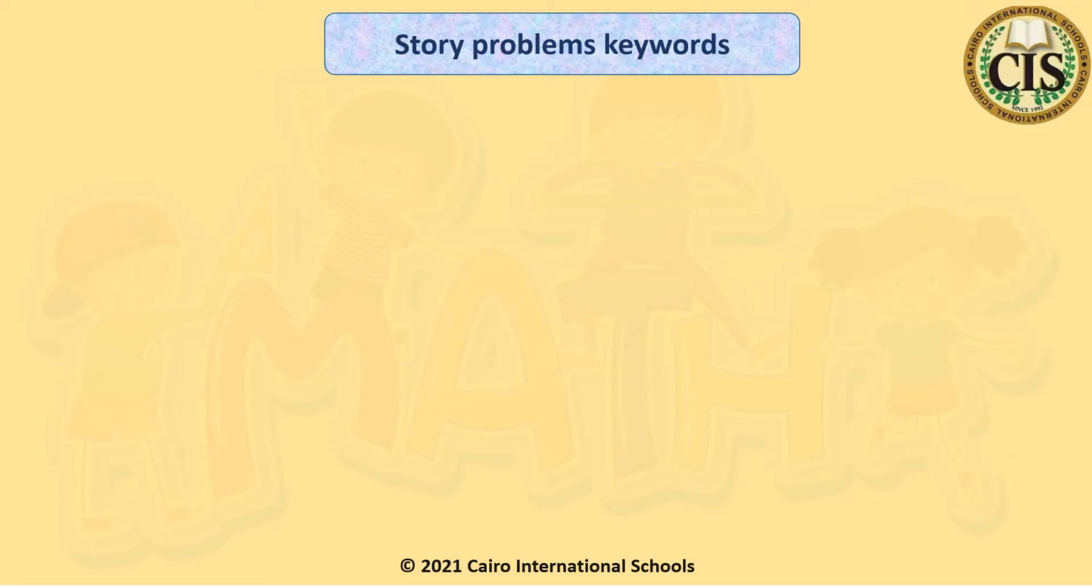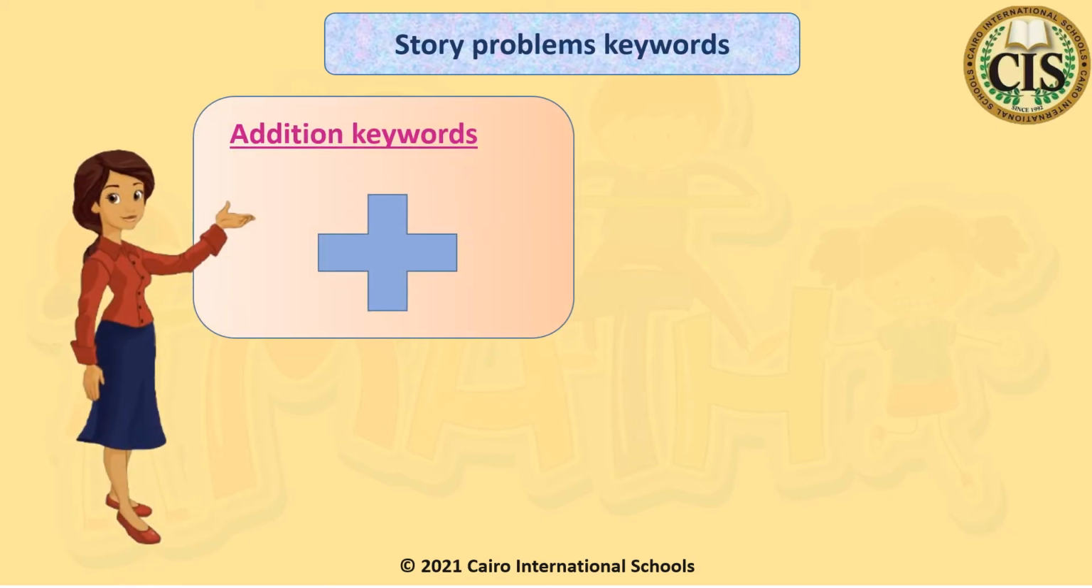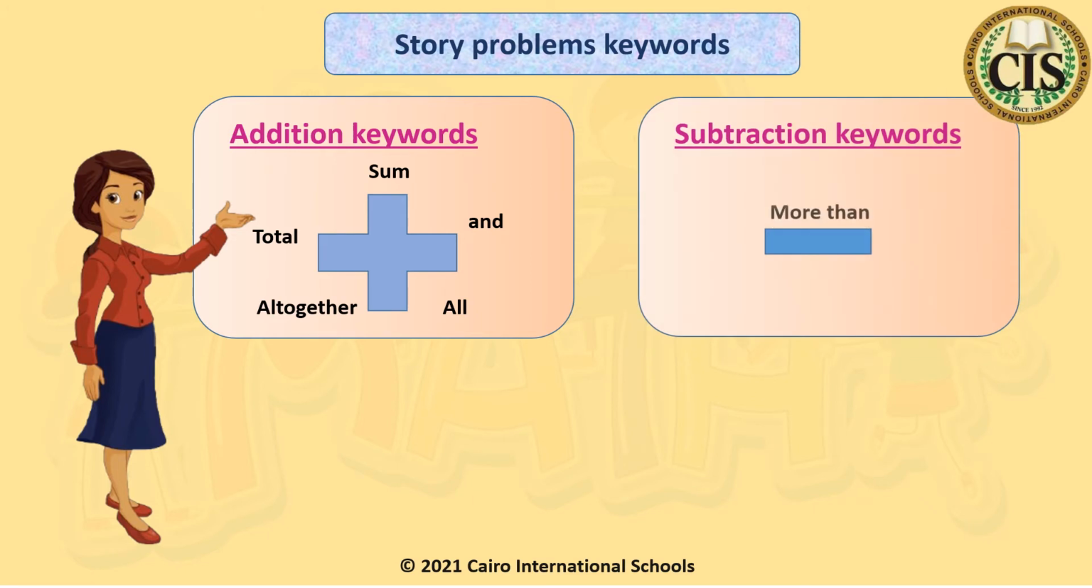Now we're going to remember the story problem keywords. Addition keywords are sum, and, all together, total. Can we sing together? Addition keywords: sum, and, all together, total. While subtraction keywords are more than, less than, difference, left.